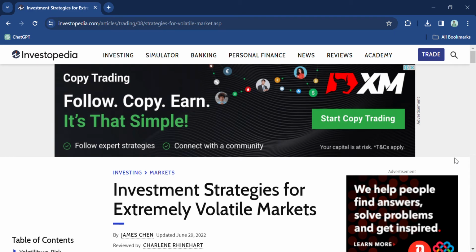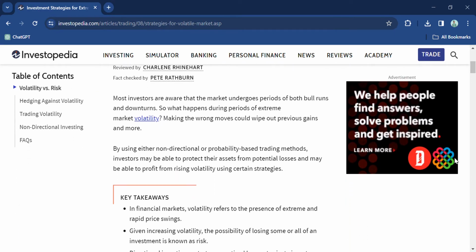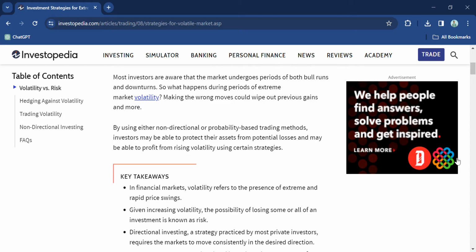So today we are on the website of investopedia.com, and on this website we have got to read about investment strategies for extremely volatile markets, right? So let's find out. It's a very important topic to learn, and more importantly, it's very necessary if you are into business and all, right? So let's see how we can go for it.